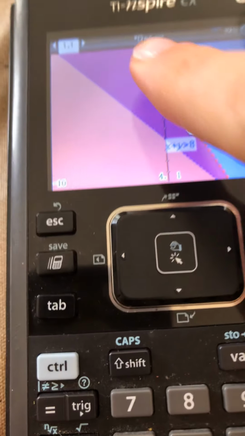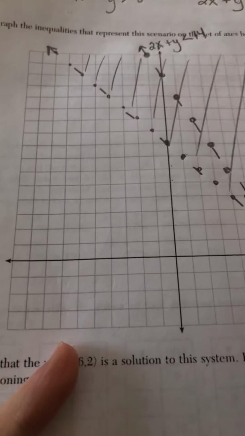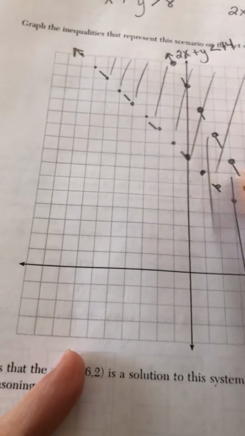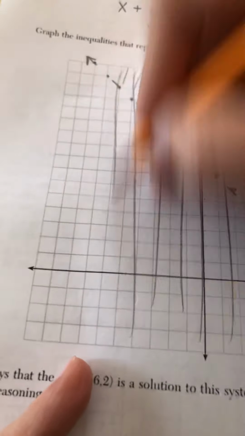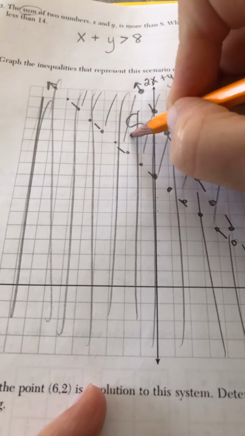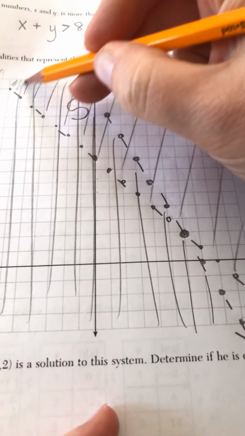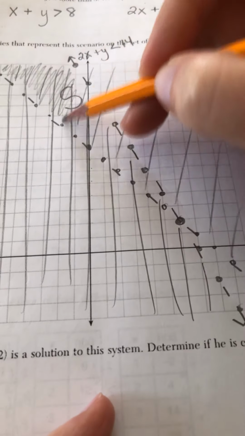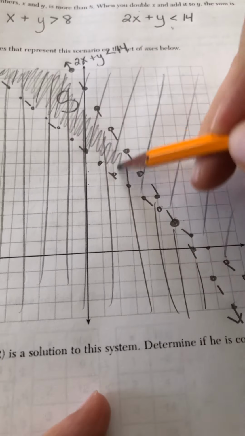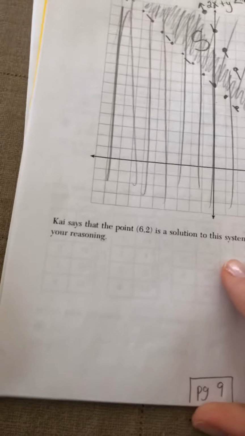And this is the red line, so I'm going to do all of the red shading. All right. There you go. There's my shading. And then this little section right there, there's your solution set. So any point in this double shaded area is considered a solution. Okay, so we got this little part.